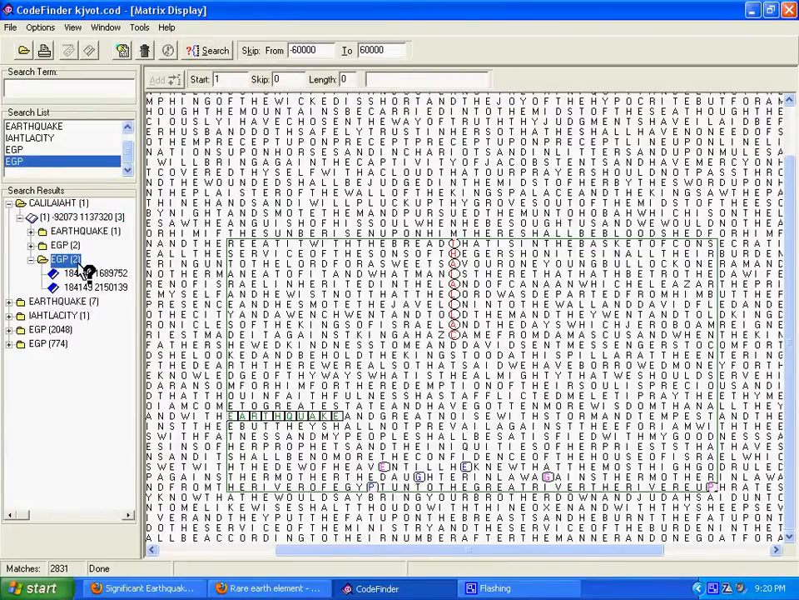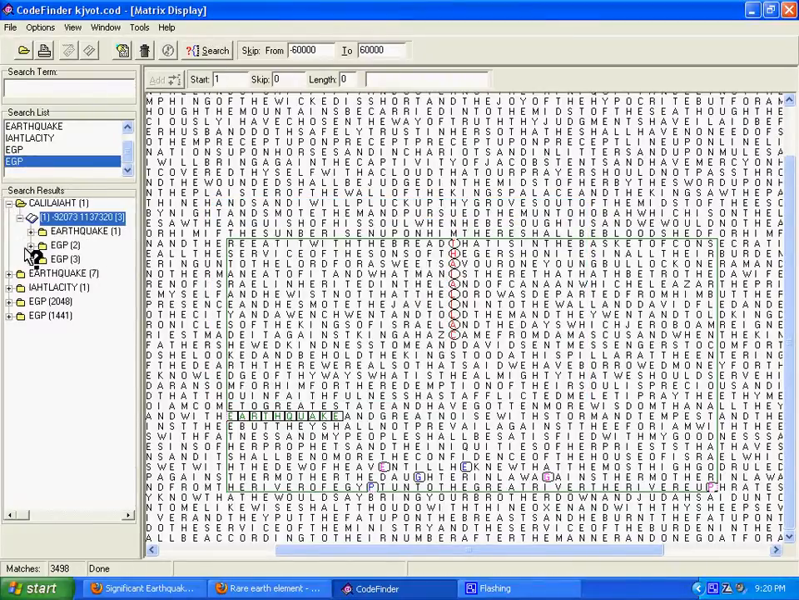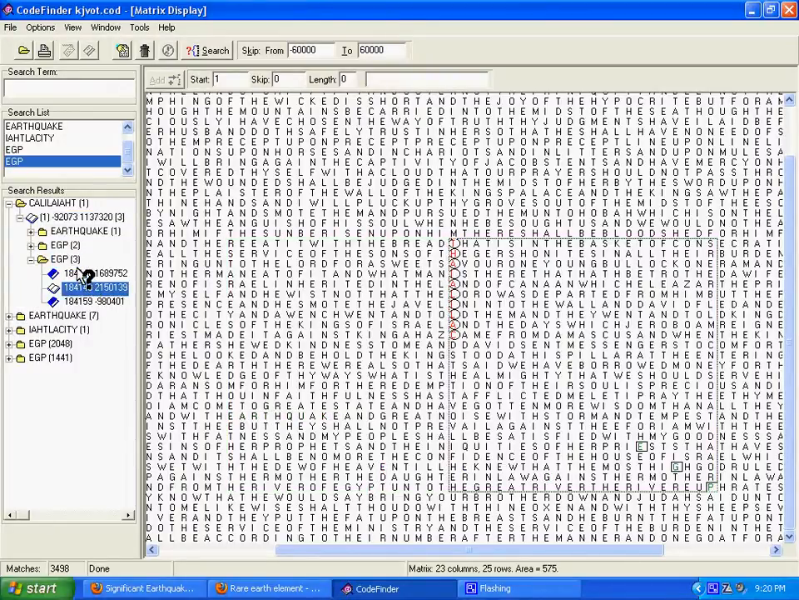Hit OK and hit search. I have 2 more terms here. Actually, what I'm going to do is hit 160. I'm going to show you why. Now there are 3 terms here. See 184146, this is exactly what I'm looking for. I'm looking for something that's totally horizontal. And then this right here is very close to being horizontal, kind of close.